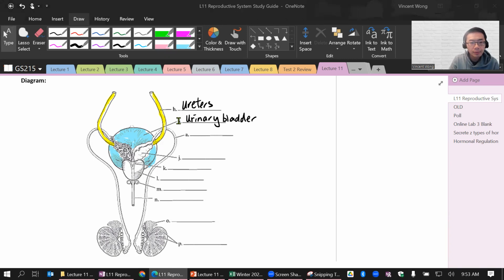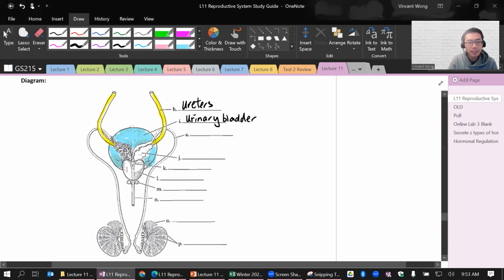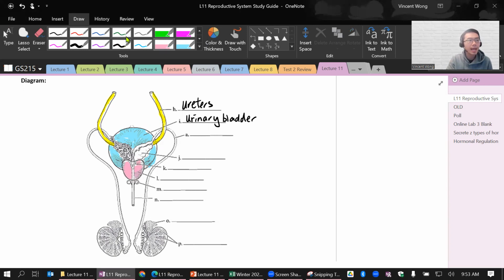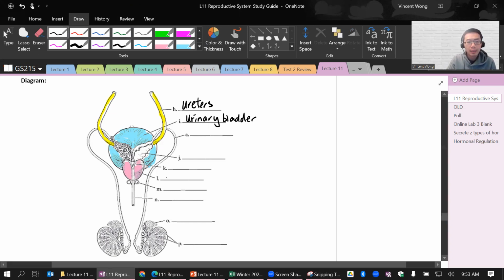Over here, below, actually kind of in front of the urinary bladder, is going to be this gland right here. That is L, and we call it the prostate gland. The prostate gland secretes a milky basic solution that helps mix the semen.